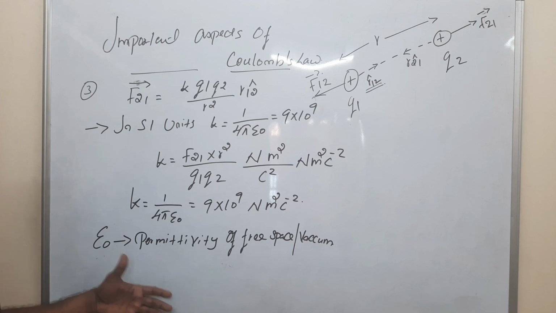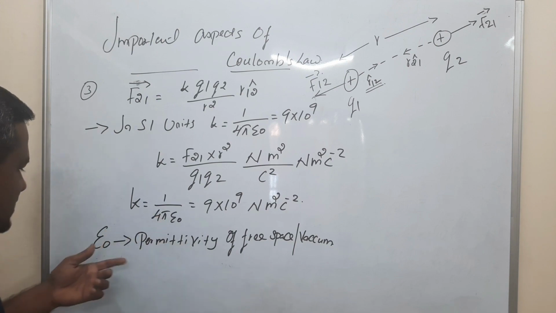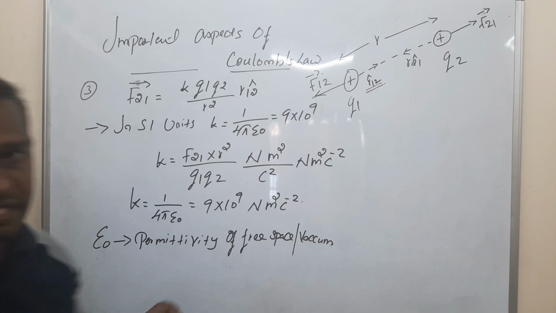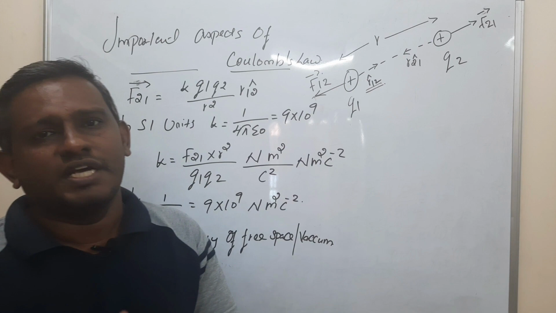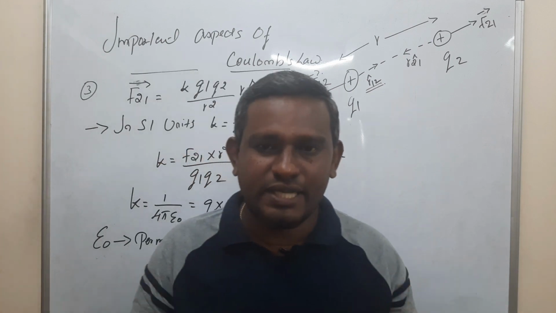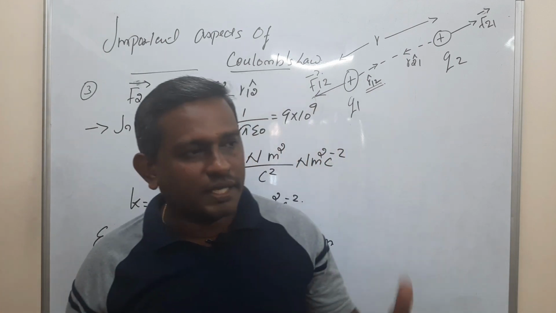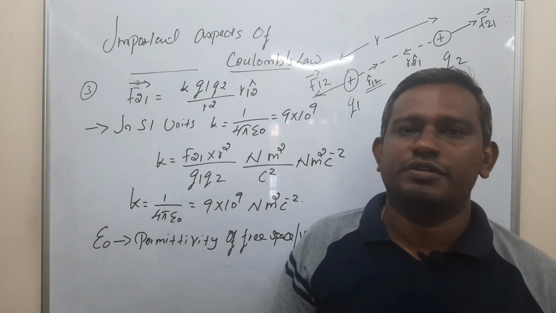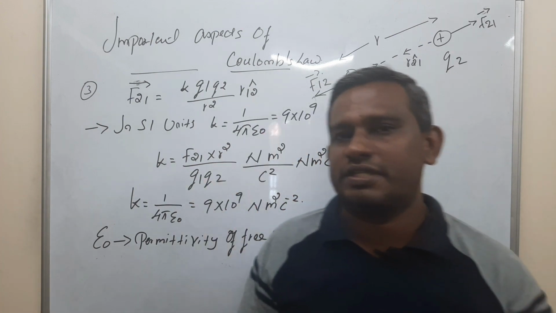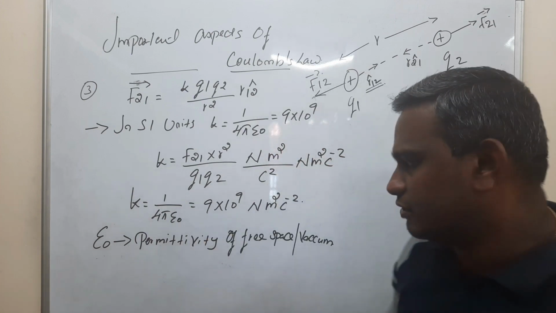ஸோ வேக்யூம் இல்லாமல் நம்ம வேற ஏதாவது ஒரு மீடியத்தை செலக்ட் பண்ணால் எப்சிலான் அப்படின்னு எழுதும். சரியா? எப்சிலான் தட் இஸ் த பெர்மிட்டிவிட்டி. ஒவ்வொரு மீடியத்துக்கும் ஒரு பெர்மிட்டிவிட்டி இருக்குது. வேக்யூத்துக்கு ஒரு பெர்மிட்டிவிட்டி, ஏருக்கு ஒரு பெர்மிட்டிவிட்டி, ஆயிலுக்கு ஒரு பெர்மிட்டிவிட்டி, வாட்டருக்கு ஒரு பெர்மிட்டிவிட்டி இருக்குது. இட்ஸ் அ கான்ஸ்டன்ட் வேல்யூ.